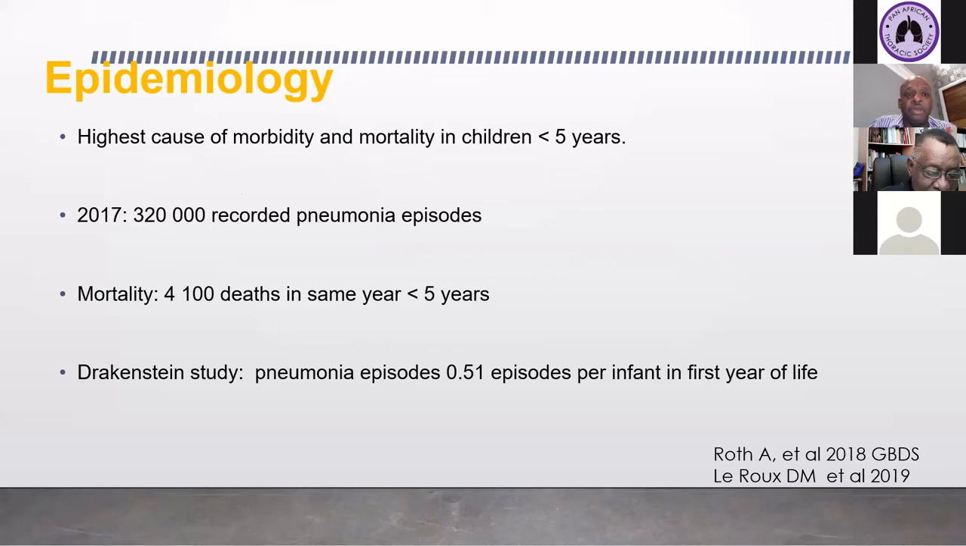So, epidemiology studies are not lying. It is the highest cause of morbidity and mortality in under 5s, and you can have very high mortalities and high case fatalities. The Drakenstein study shows pneumonia episodes of 0.51 episodes per infant year in the first year of life. And these studies were done by Heather Zar in Cape Town and colleagues. So it looks like you're getting half an episode of pneumonia per infant in the first year of life. I mean, that says a lot.